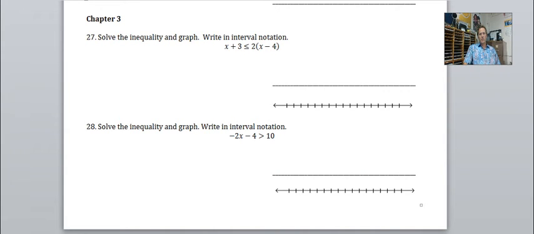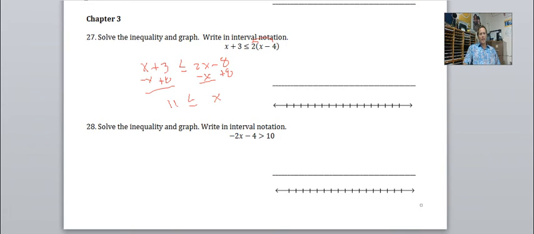Alright, on this one, we're just going to pretend that this inequality sign is an equal sign, so I'm just going to distribute. I get x plus 3 is less than or equal to 2x minus 8. And again, I want to bring all the x's to one side, so I'm going to subtract x. It's going to be x. And I'm going to do this in the same step. I'm going to add 8 over, and I get 11 greater than or equal to.